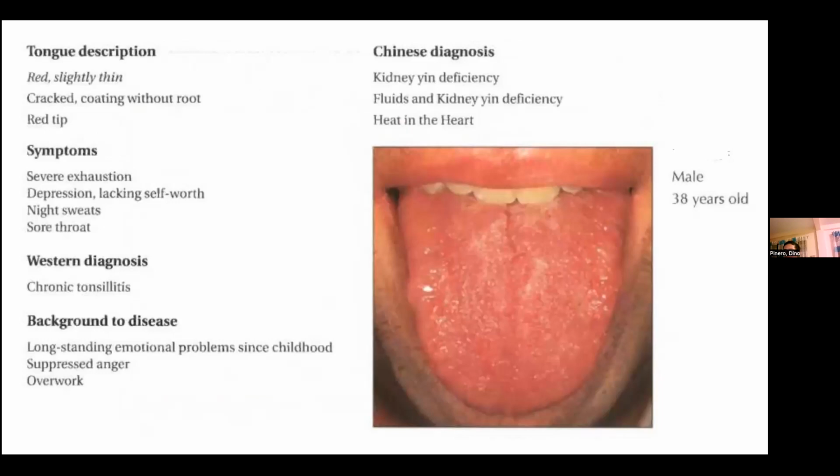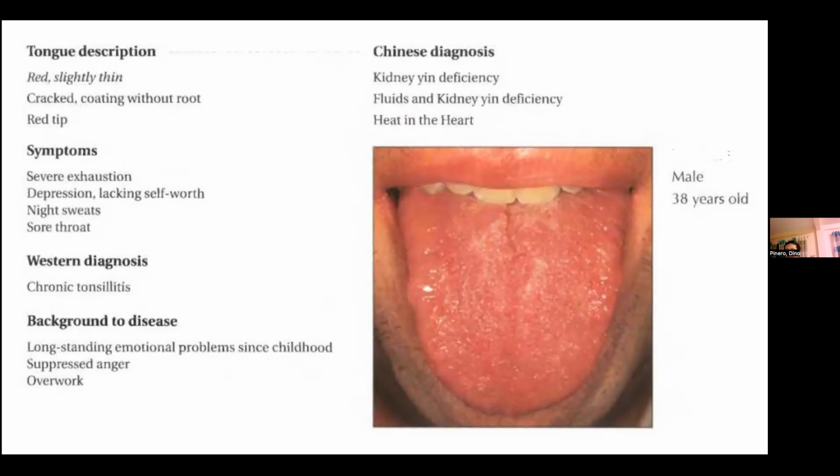Okay, sa next patient, we have a male, 38 years old. Ang tongue po niya is red, slightly thin. Okay, observe po natin yung picture. Ibig sabihin, the patient has kidney deficiency. Merong crack, coating without root. Okay, observe po natin yung picture. Ibig sabihin, there is a fluid and kidney deficiency. Yung red tip naman indicates that there is heat in the heart.